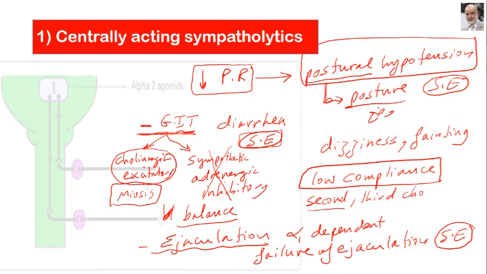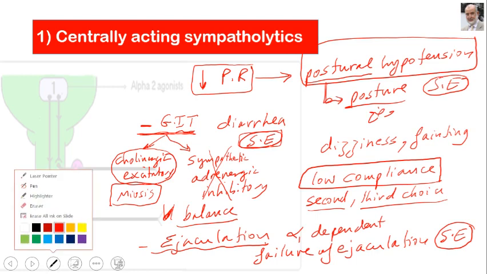In certain cases, as we will see later, they are used as second or third choice in the treatment of hypertension and other clinical indications. Okay, so these are the actions of centrally acting sympatholytics, which are alpha 2 agonists. We said they produce general sympathoplegia, therefore they produce many side effects, and these many side effects will decrease compliance.